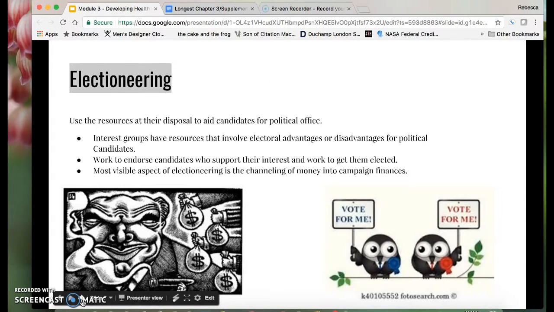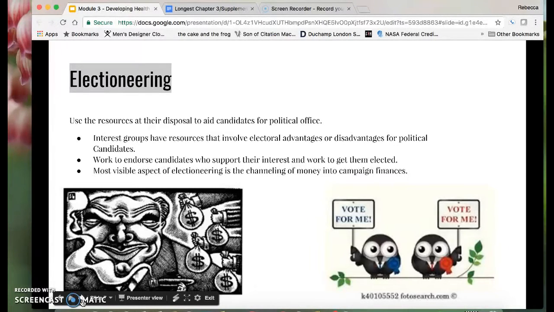So the next tactic is electioneering. Electioneering is the use of resources that are disposable to aid a candidate for political office. The most popular one is actually providing money, channeling money into campaign finances. But these interest groups have resources that involve electoral advantage or disadvantage for political candidates. So they kind of push to elect certain people into power. And they also work to endorse candidates who support their interest and work to get them elected.